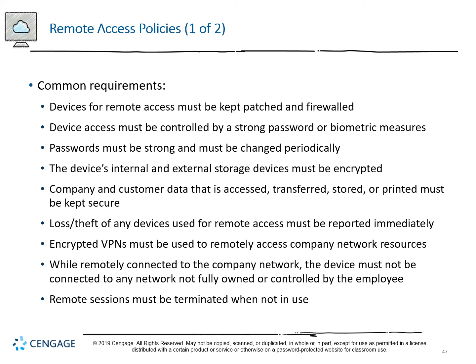Encrypted VPNs must be used to remotely access company resources, and while remotely connected, the device must not be connected to any network not fully owned or controlled by the employee. I've had some first-year students not know this. You can actually be connected to multiple networks simultaneously, and if that is the case, you want to make sure that with a VPN, you disengage from any of those networks, because you're not trying to facilitate transfer of traffic to anything that is not secured as part of the same VPN process.